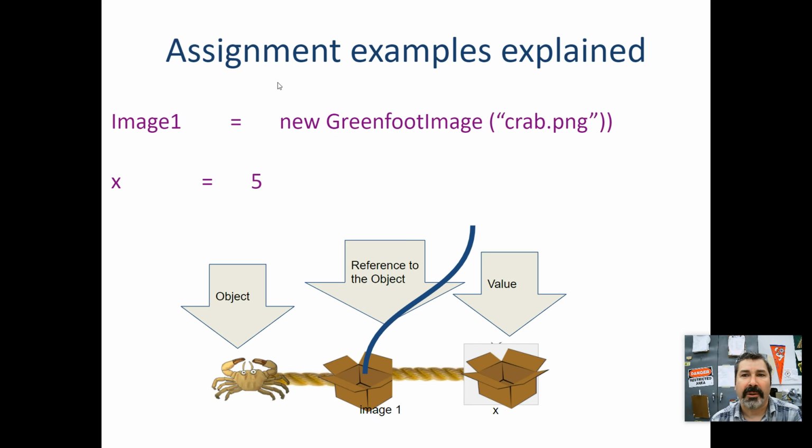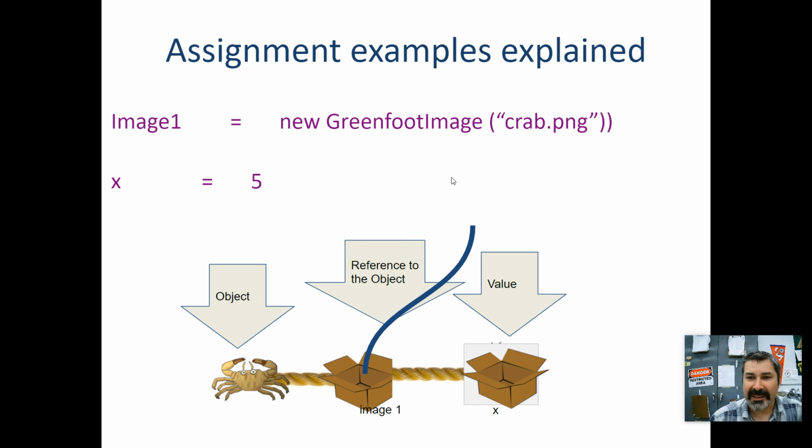Now, check this out. Whenever we say image1 equals new Greenfoot image crab.png, that's an object. This box, by the way, is kind of small, and that object's a whole big old robot, and he can't really fit in the box. And the other thing is we might have other boxes that he lives in. If we're going to have him live in multiple boxes, if we chop him up to put him in those boxes, then he's dead. So we don't chop him up and put him in multiple boxes. He's too big to fit in the box anyway.